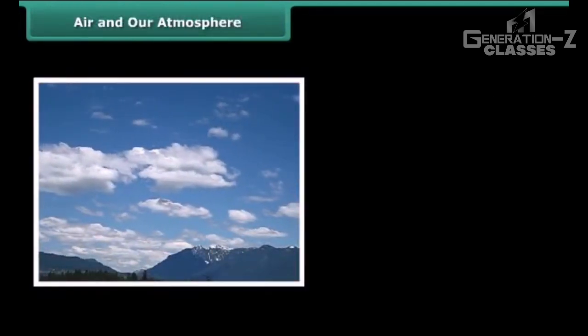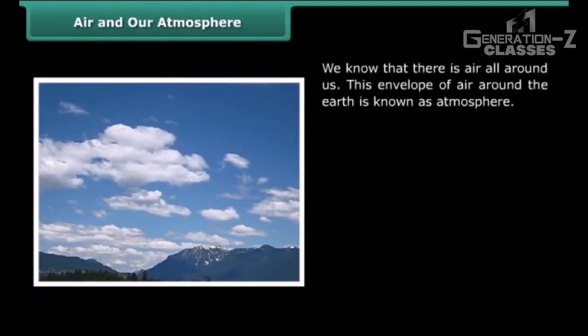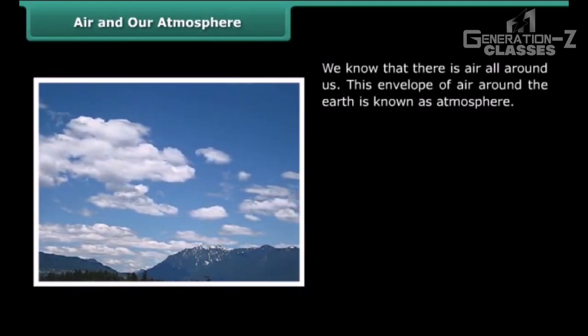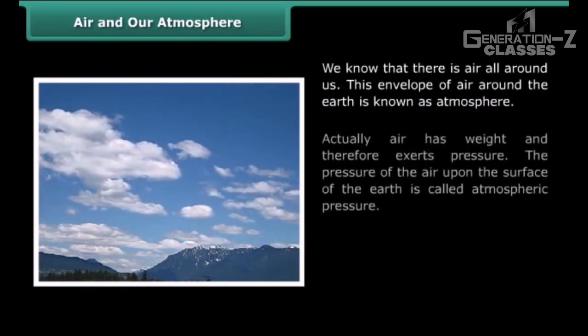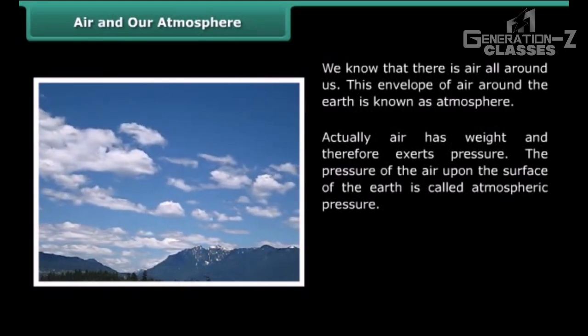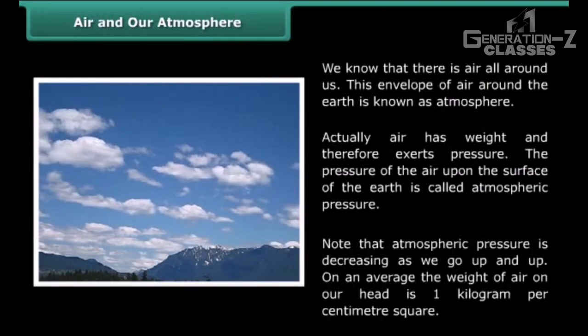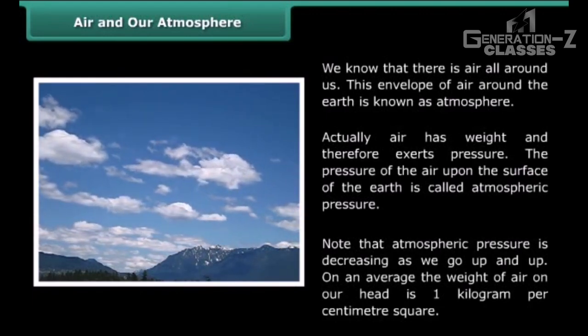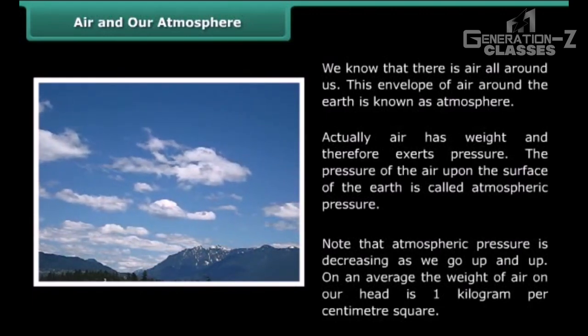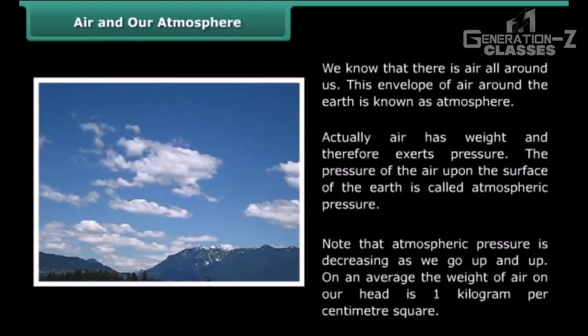Air and our atmosphere. We know that there is air all around us. This envelope of air around the earth is known as atmosphere. Actually, air has weight and therefore exerts pressure. The pressure of the air upon the surface of the earth is called atmospheric pressure. Note that atmospheric pressure decreases as we go up and up. On average, the weight of air on our head is 1 kilogram per centimeter square.